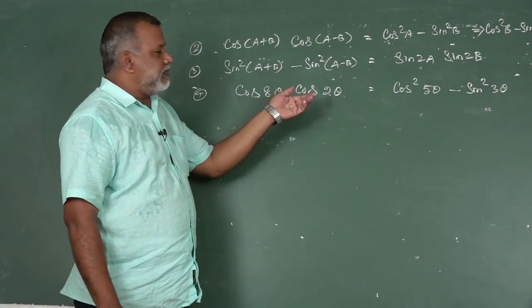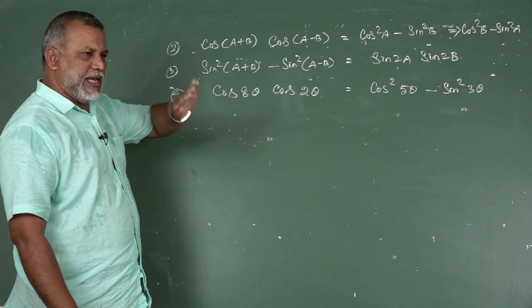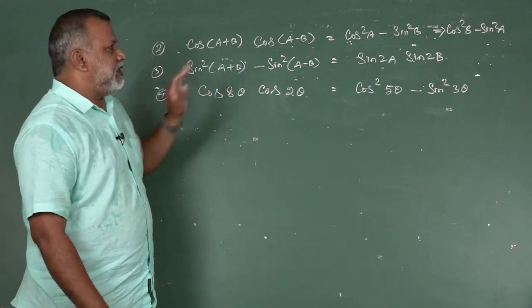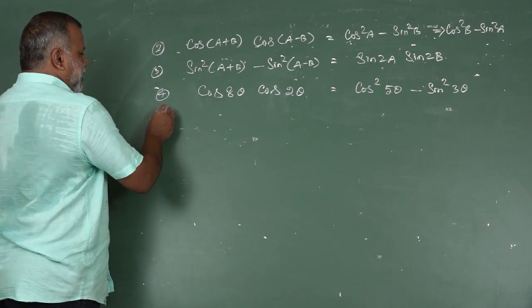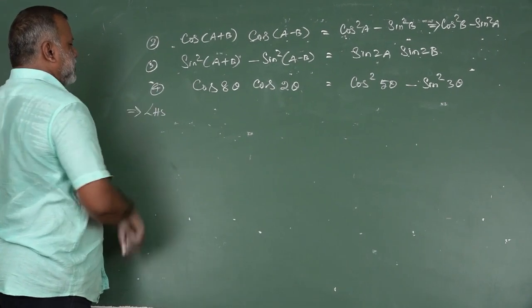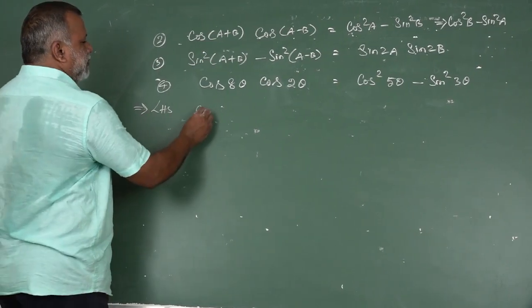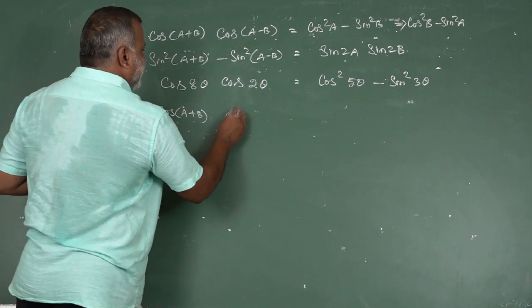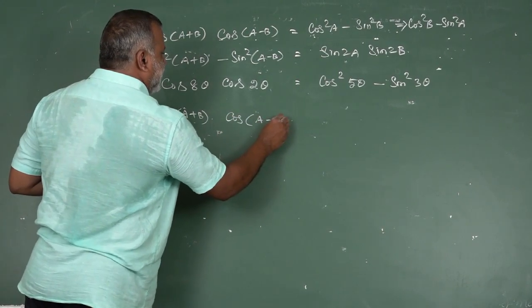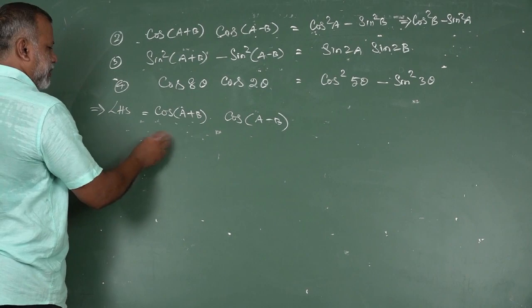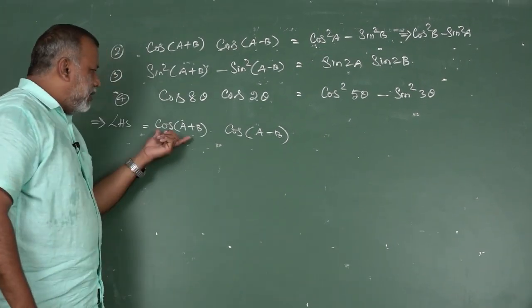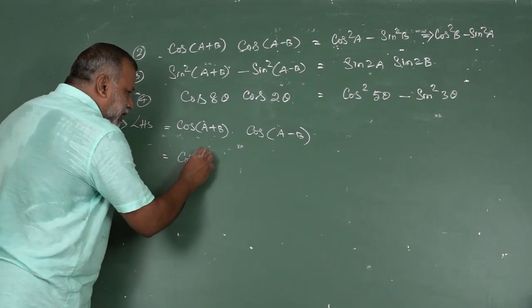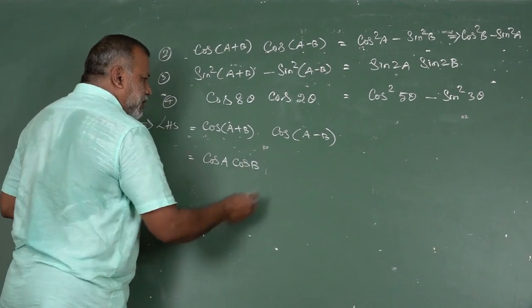Now listen students. We are going to prove the second question. The same as the first question, we just finished. See the LHS in your second question: cos of (A plus B) multiplied with cos of (A minus B). Just we know the result of cos of A plus B: cos A cos B.